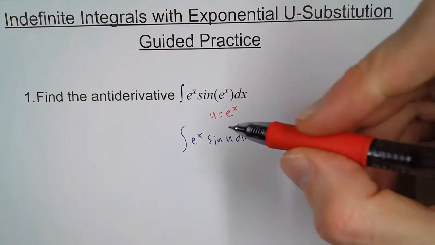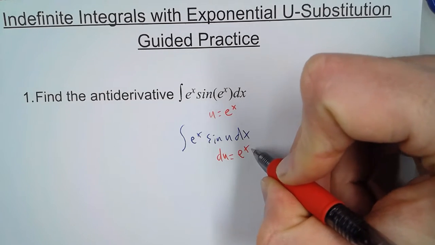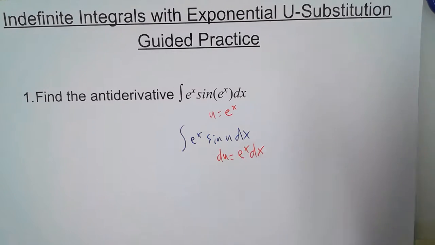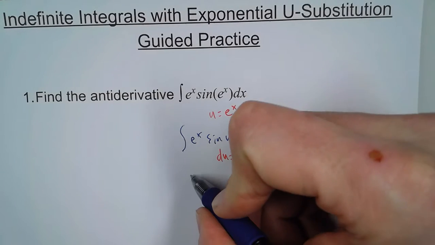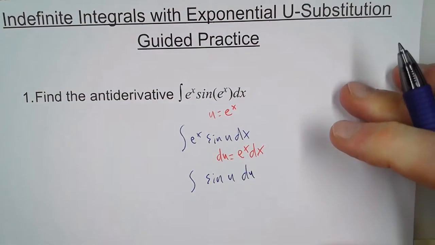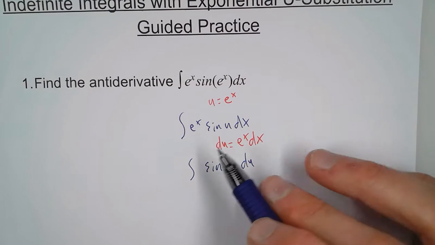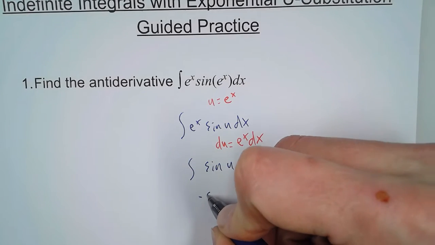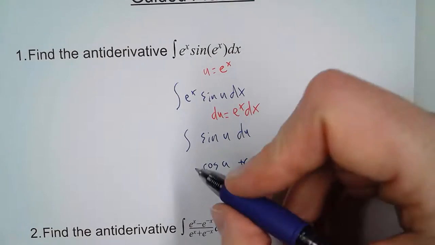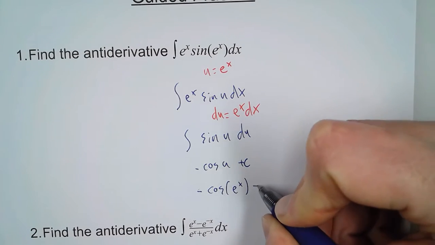Next, we take the derivative of this and write du equals e to the x dx. So we see that e to the x and dx can both be replaced by du. Now we write this as sine of u du. Now that everything is in terms of u, we can take the antiderivative. The antiderivative of sine is negative cosine of u plus c. So that means this answer is negative cosine of e to the x plus c.